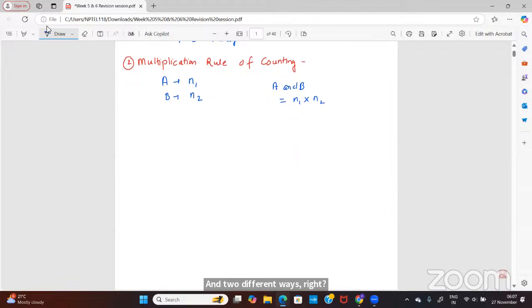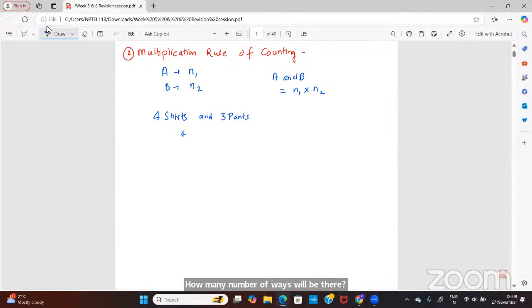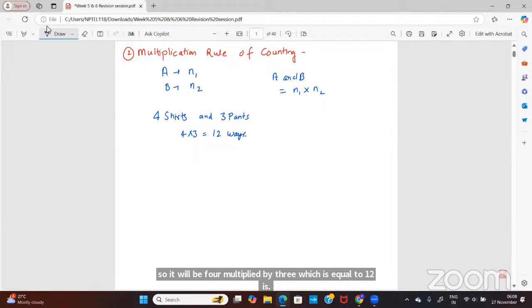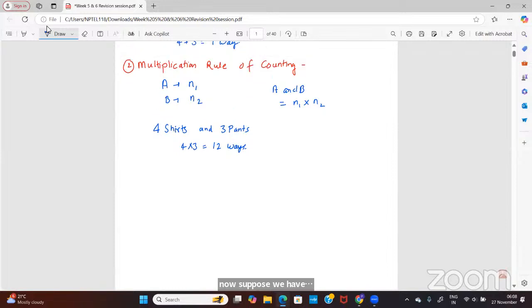Okay, so now suppose we have 4 shirts, okay, and we have 3 pants, and now we have to select one shirt and one pant. Okay, then how many number of ways will be there? 12. Yeah, so it will be 4 multiplied by 3, which is equal to 12 ways, right? Is it clear? So in OR condition, we will be using addition, and in AND condition, we will be using multiplication. Yeah, right.